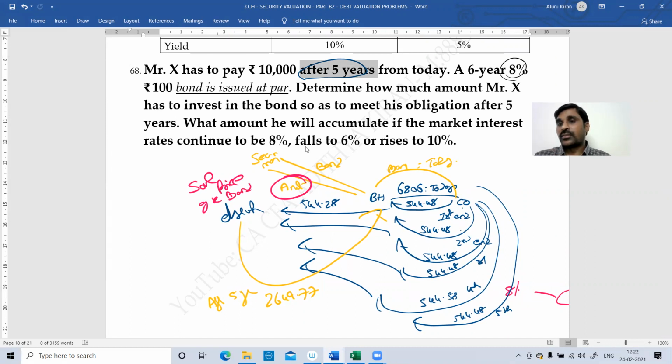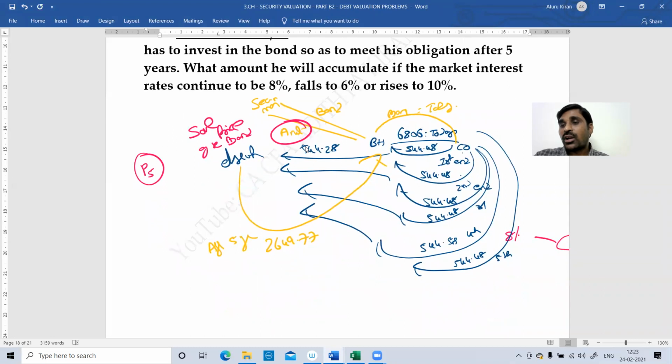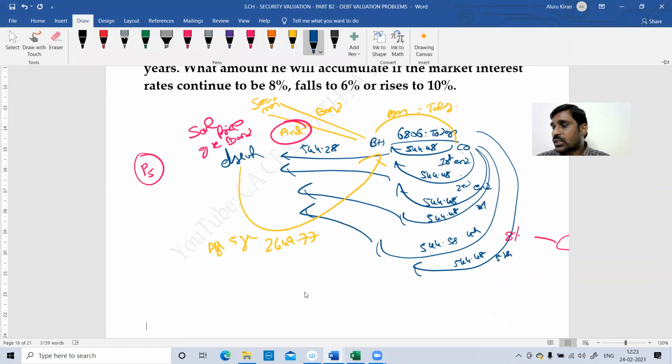How much is the sale price? That means we need to calculate P5, the price at which we can sell the bond after 5 years. That is what we have to calculate. So the price at any point of time is what? The discounted value of future cash flows.